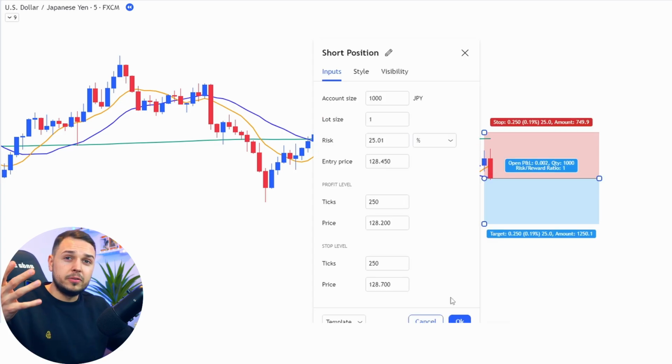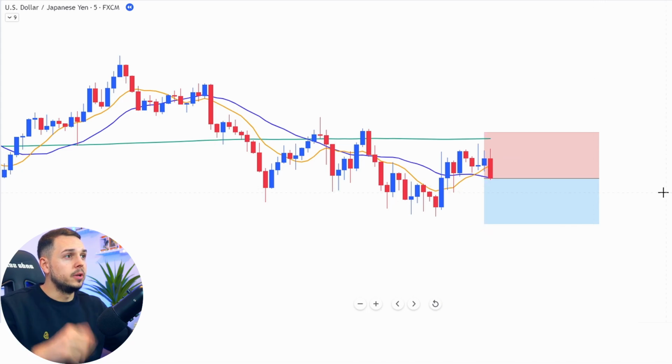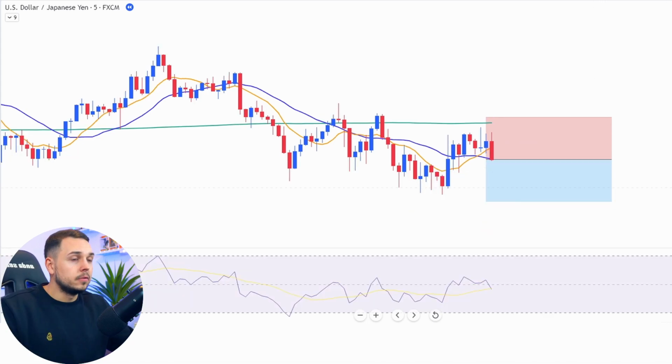So since our stop loss is 25 pips, we want to take profit at 25 pips as well, a 1-to-1 risk to reward ratio in this case. I finally added the RSI indicator, and as you can see, it's right in the middle, which means it's not yet overbought or oversold. This means that the market is likely going to continue with the direction of its trend, which is currently bearish.